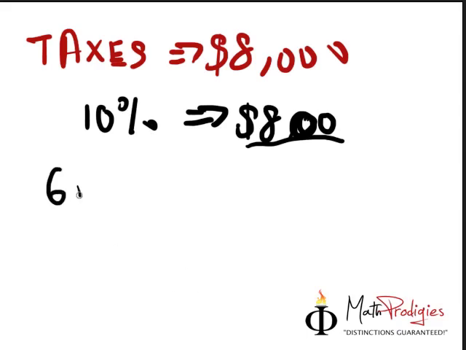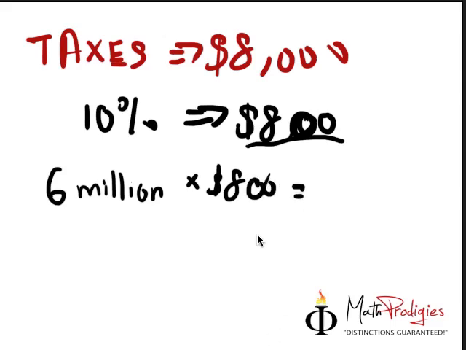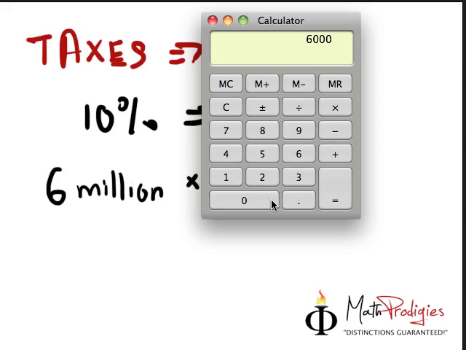There are close to 6 million people. So 6 million times $800 per person. Just to give you an example, lah. Let's say everyone makes $8,000 a month. So 6 million, which is 6 followed by 6 zeros, times $800 is going to give the government, there you see, 1, 2, 3, 4, 5, 6, 7, 8 zeros. 8 zeros, 6 of which becomes a million.